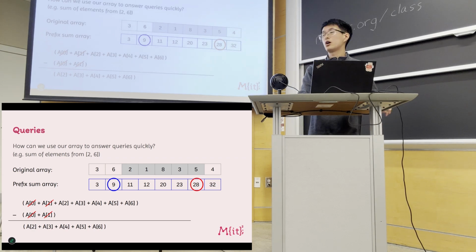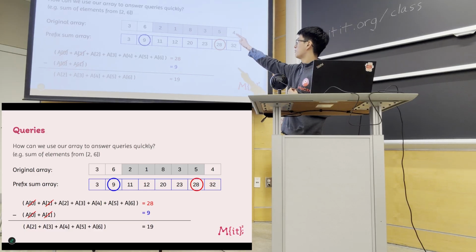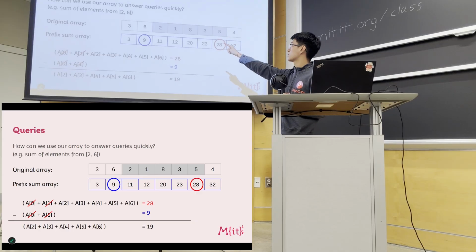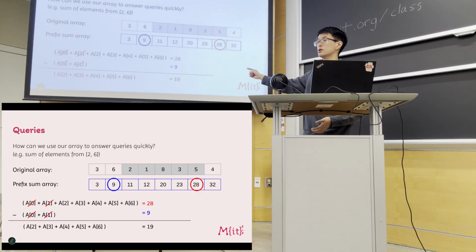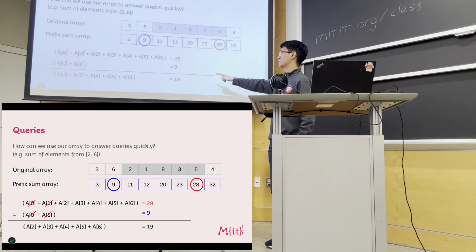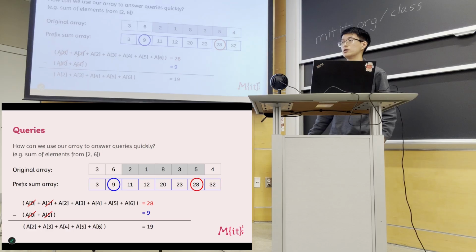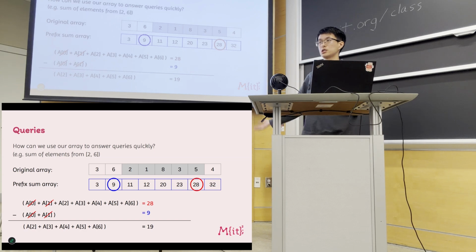To do a concrete calculation, the sum of everything inside the gray rectangle is 2 plus 1, which is 3, plus 8 is 11, plus 3 is 14, plus 5 is 19. And similarly, if we just subtract 28 minus 9, that also gives us the same sum of 19. So using our prefix sum array, instead of iterating through our entire range, which can take up to O of n time and is pretty expensive, we can just subtract two numbers and get the same answer.